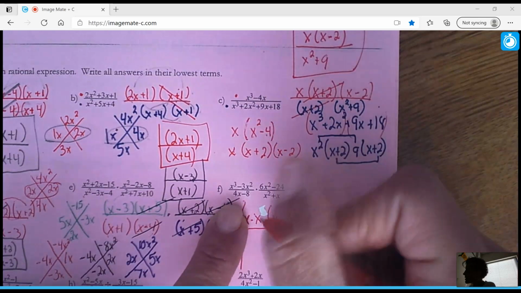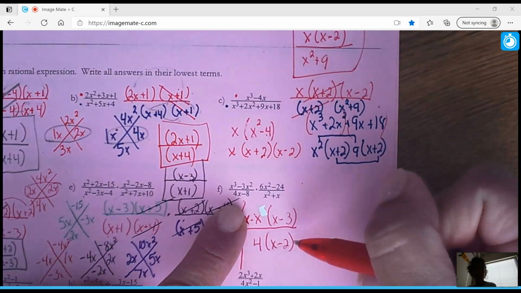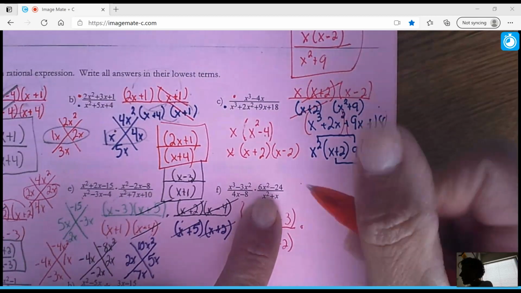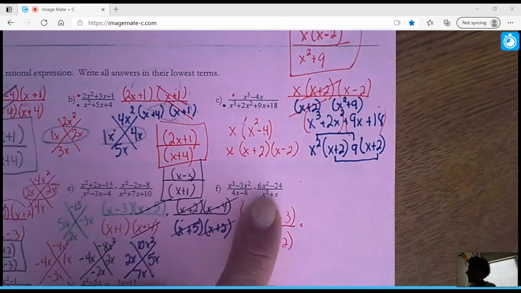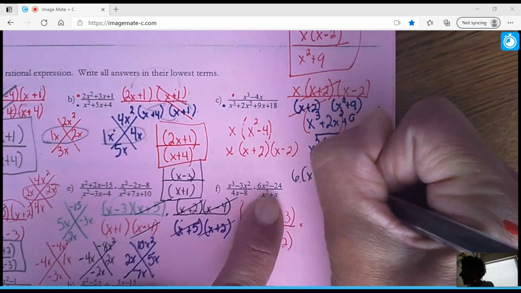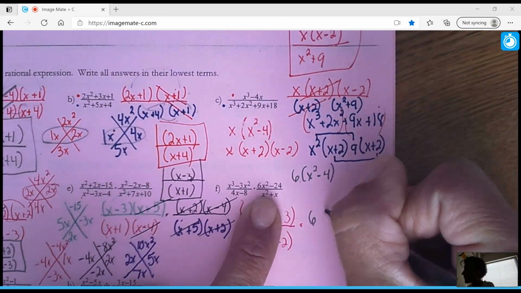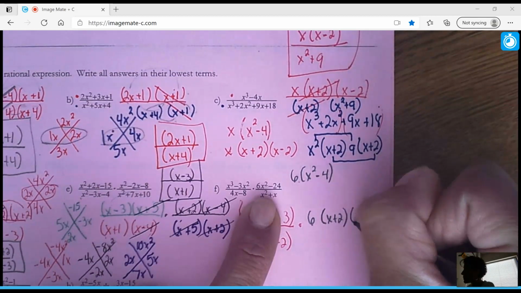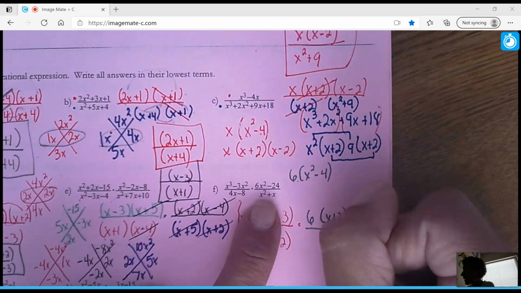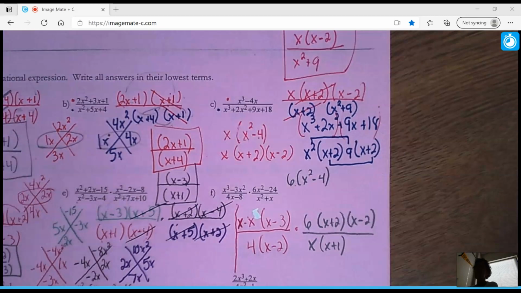In this denominator, I can GCF a 4 out, and then I'm left with x minus 2. And x minus 2 is also not a difference of squares. So done with the first fraction. In the second fraction, I'm going to write this up here, I can GCF a 6 out. And when I do that, I'm left with x squared minus 4. This is a difference of squares, so joining the 6, I can factor this one further into x plus 2 and x minus 2. And in the denominator, I have a GCF of x, so I'm going to take that x out, and then I'm left with x plus 1, and that's not a difference of squares either.